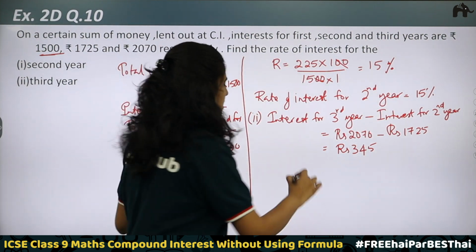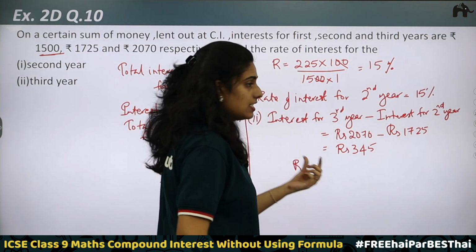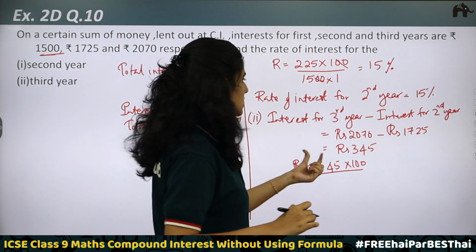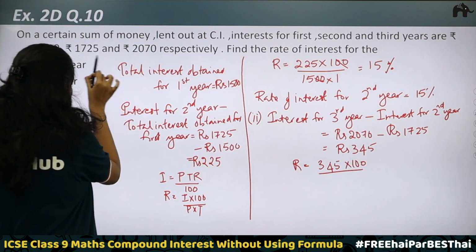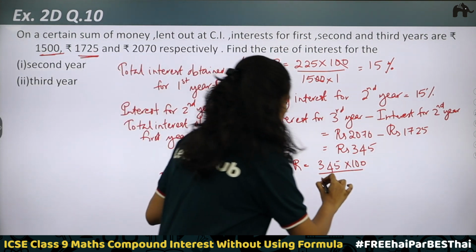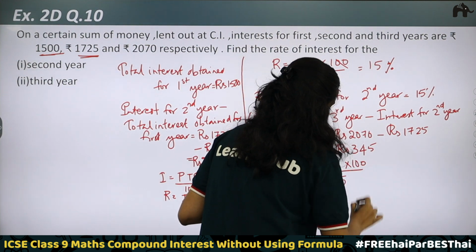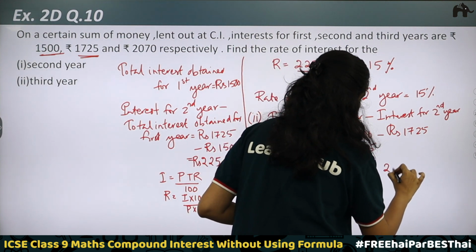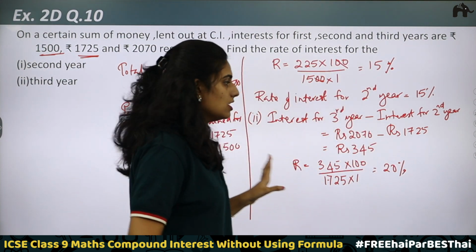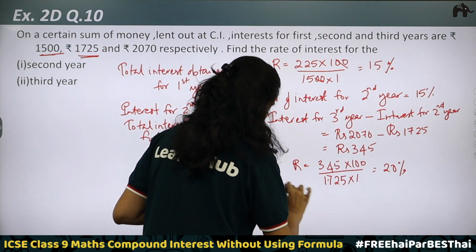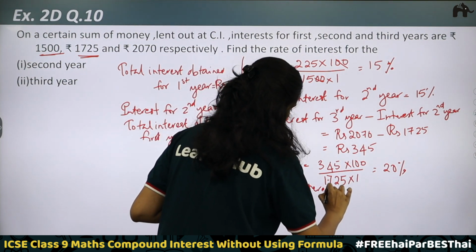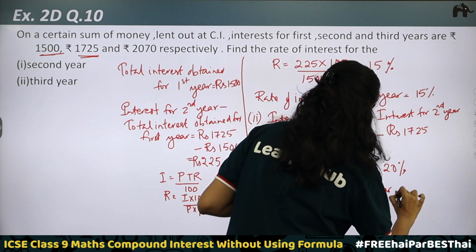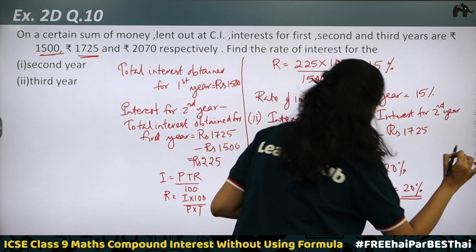Now we can find rate of interest. R is equal to interest amount, which is 345 into 100 divided by principal. Here the principal will be equal to this amount, that is interest obtained for second year, 1,725 into number of years, that is 1. When you calculate this, you will be getting 20%. So here the rate of interest for third year is equal to 20%.